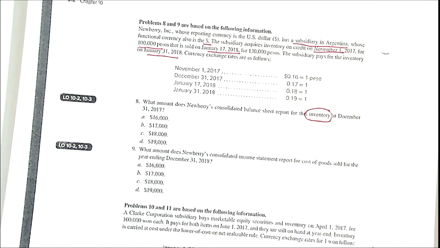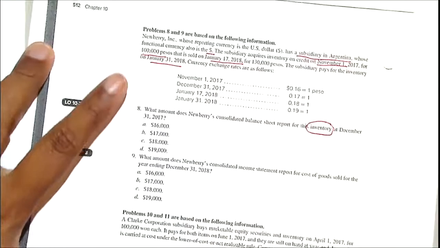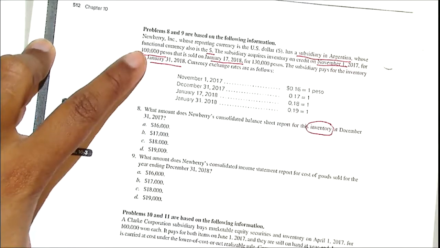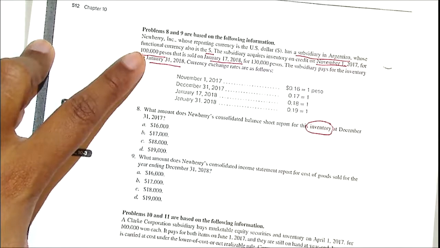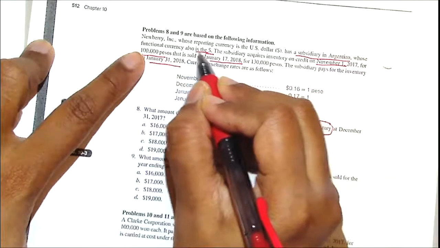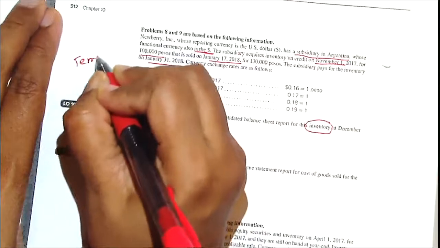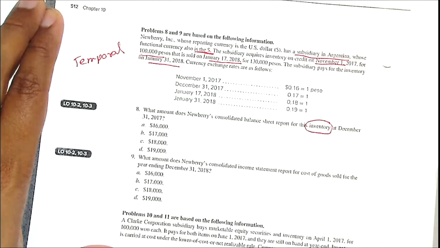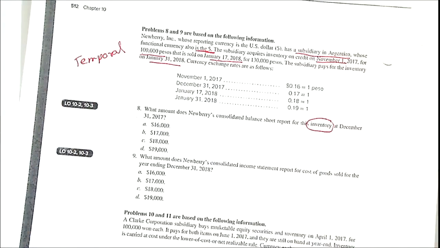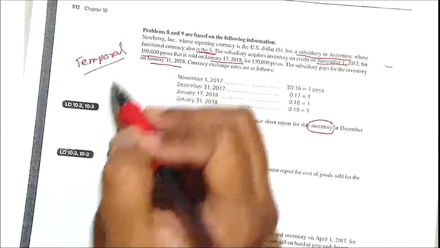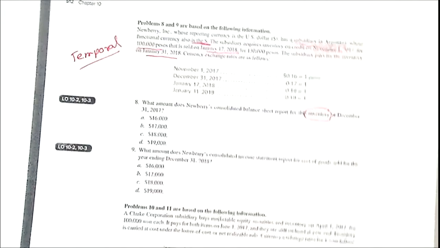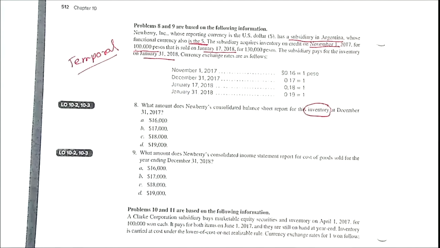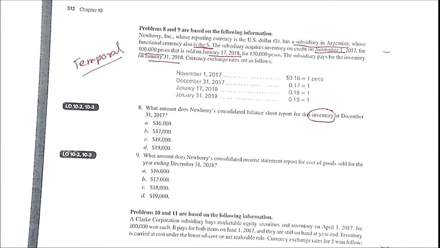So first, who can tell me what method we're going to use here? What is the functional currency? If you read the first paragraph, Joe. Functional currency is the U.S. dollar, so temporal. Very good. Functional currency is the US dollar, so we're going to use the temporal. And I'm asking about inventory. Joe, help me. It's the temporal method. Look at the temporal column and check inventory. Inventory will be recorded at what rate?